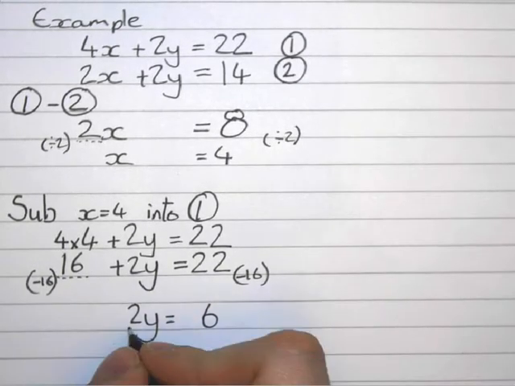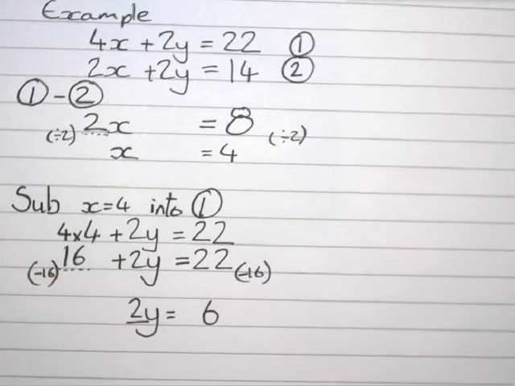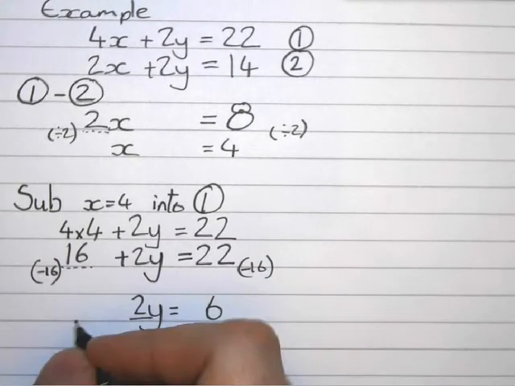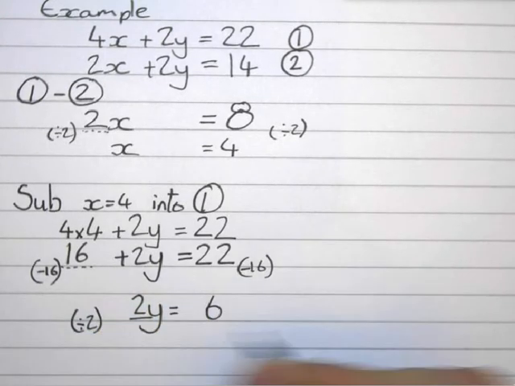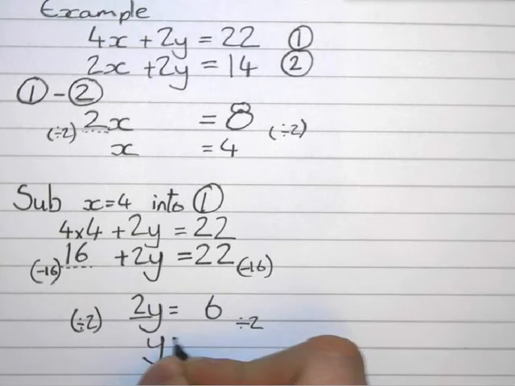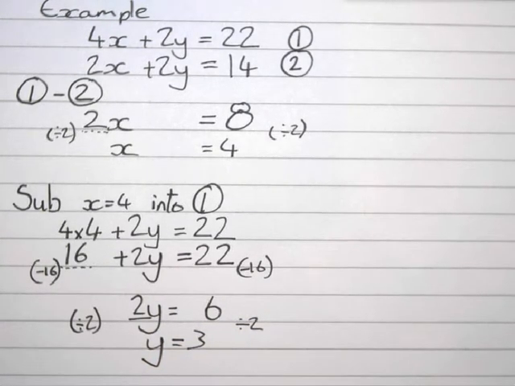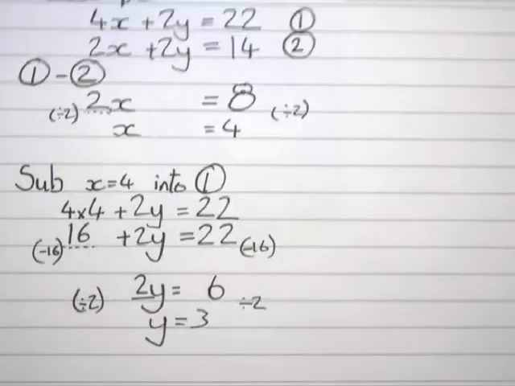And finally, we're going to divide by 2 to get rid of that. Divide by 2, which gives us y equals 3. So it's always good just to write your answer, collect everything together that you've done.